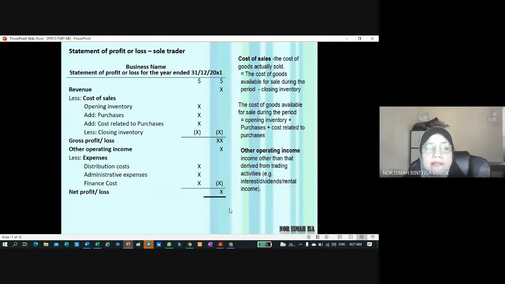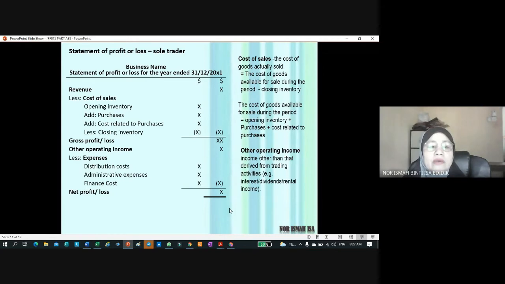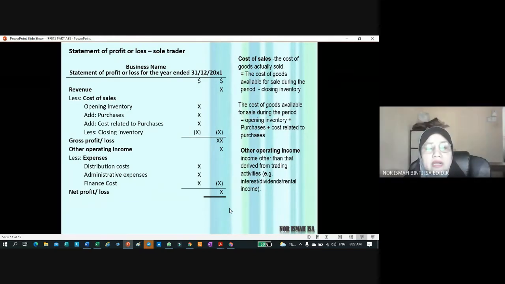Dapat tak? Madam, pengurangan hutang ragu pun kira operating income ke? No. Pengurangan hutang ragu, that one is under the statement of financial position. That one is the trade receivable contra account. We call that allowance for receivable. That one is not an expense. The expense is the irrecoverable debt expense related with the trade receivable account. This one you will learn later.